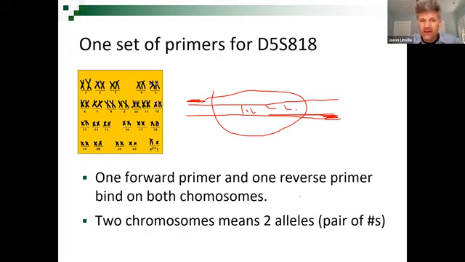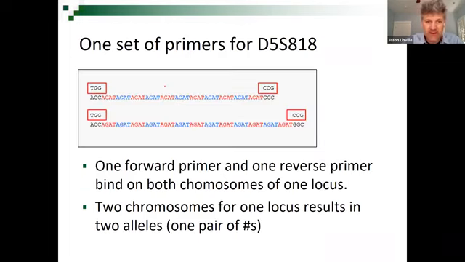No, no, no. It's a forward and reverse primer, and the forward and reverse primer is going to amplify this allele, and the forward and reverse primer are going to amplify this other allele. Okay? So 2 primers for D5S818.